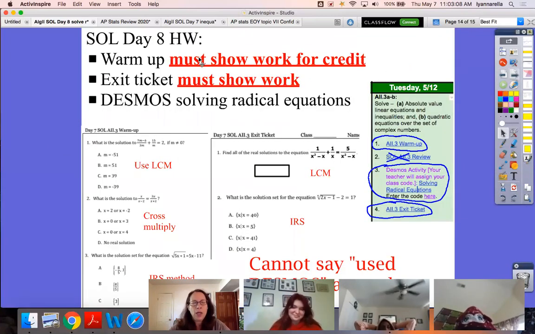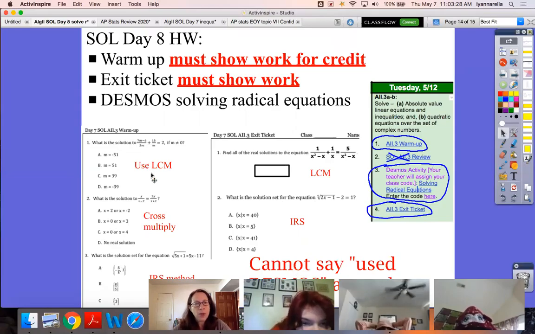All right, so you have 3 things to do: a warm-up, an exit ticket, and Desmos. I am actually telling you what you need to do in your warm-up and exit ticket. I am not accepting "used Desmos." If you submit it saying you used Desmos, you get a 0, and that's the one and only submittal, because people who are not watching videos don't get to take those shortcuts and cause me extra work.